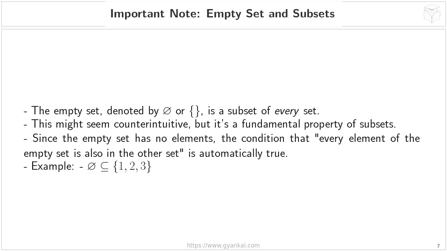Let's look at the example. We have the empty set is a subset of the set containing 1, 2, and 3. Because the empty set has no elements, it satisfies the condition to be a subset of any set, including this one. This concept will become useful when we start looking at more complex set operations, so it's important to grasp it now.